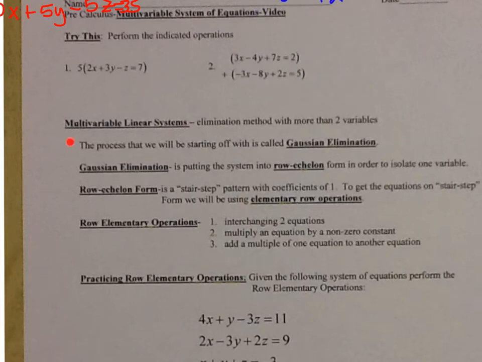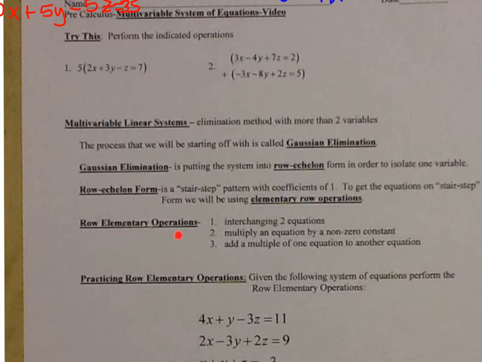Okay, so what we're going to be working on is multilinear systems, and we are going to be using an elimination method. It is an elimination method with more than 2 variables. The process that we'll be starting off with is called Gaussian elimination. Gaussian elimination is putting the system into row echelon form in order to isolate one variable. Row echelon form is a stair-step pattern with coefficients of 1. To get the equations in a stair-step form, we will be using elementary row operations.